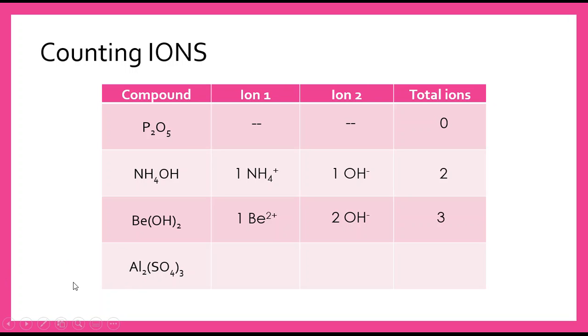Now, we talked about aluminum before. What's the charge on aluminum when it's an ion? Group 13 here. Aluminum +3, good. There's 2 of them. And sulfate, if you go look up sulfate on your polyatomic chart, you'll know it's SO4 minus 2. And there's 3 of them. So 2 aluminums, 3 sulfates, which is a total of 5 ions in that compound.